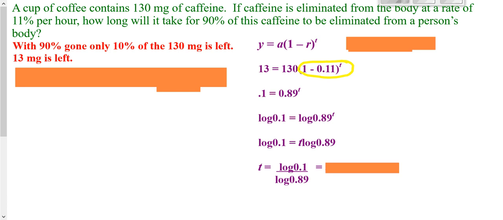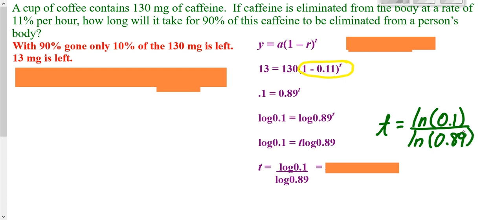As a side note, if you chose to use a natural log on both sides, you would have gotten t to be the natural log of 0.1 over the natural log of 0.89. It doesn't make a difference. Either one of these would be acceptable calculator-ready forms. Either one, when you type it in, would give you something about 20 hours.